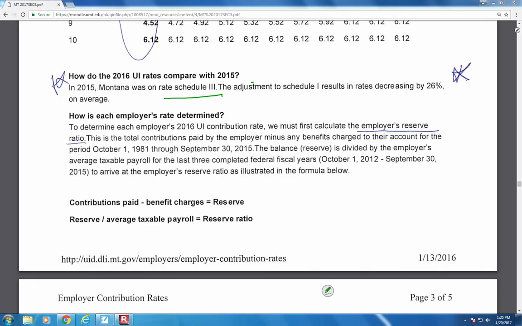When we were in the heart of the recession, we were in like schedule 8 or 9, right? Because there weren't very many wages being reported and there were a lot of claims. The adjustment to the schedule resulted in rates decreasing by about 26% between 2015 and 2016. I honestly don't know which rate schedule we're on for 2017. It's probably going to be 1 or 2, really low.